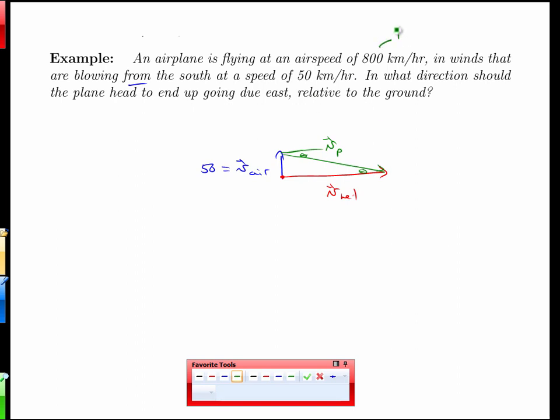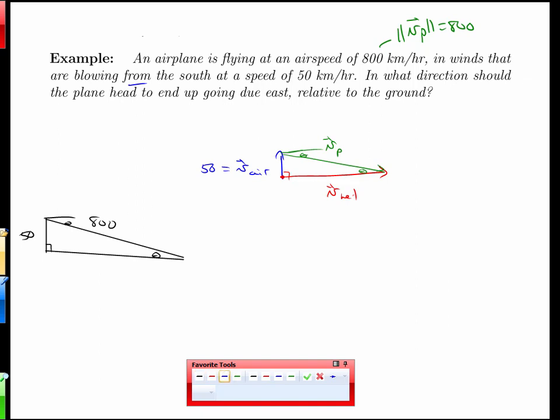We don't know anything about the direction of the plane's vector, but we do know that its magnitude is going to be 800. So that's a different kind of scenario. We don't know what the net velocity is going to be, but we do know that this length is 800, this length is 50, and look at that, it's a triangle. We know the length of two of the sides, and we're trying to find something out about the angle, say this angle down here, because that's the same as the angle up here.